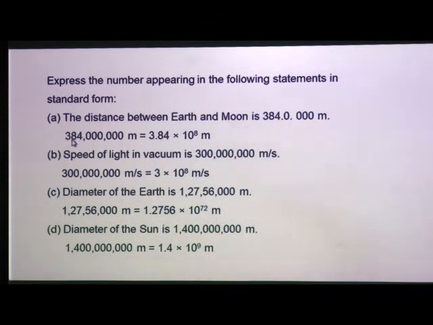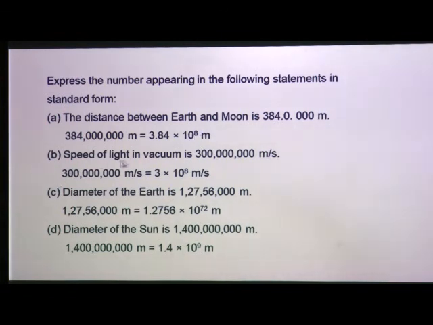You know now, by putting the decimal point, it is 3.84, and we have the zeros. So, we will multiply, and we will write 10 raised to the power of 8. How is it? After putting the decimal point at 3.84, the number of digits is 1, 2, 3, 4, 5, 6, 7 and 8. So, after the decimal we have 8 digits. So, we will multiply it by 10 raised to the power of 8 meters.